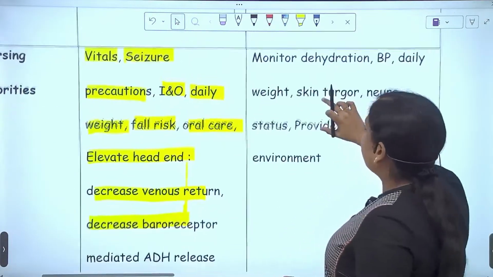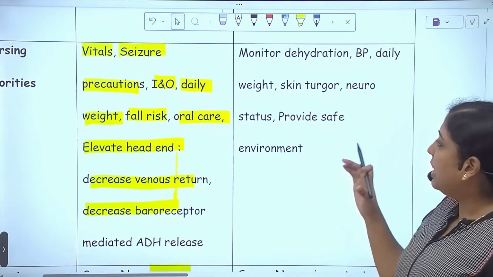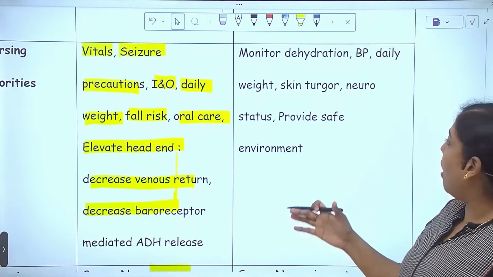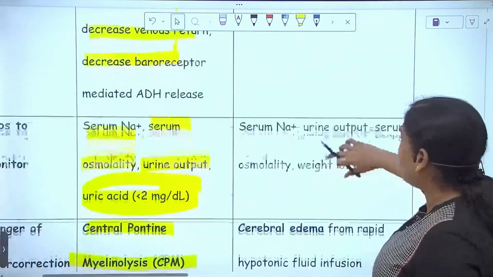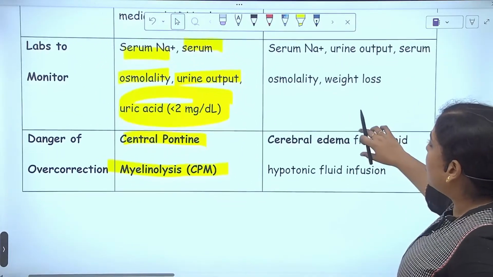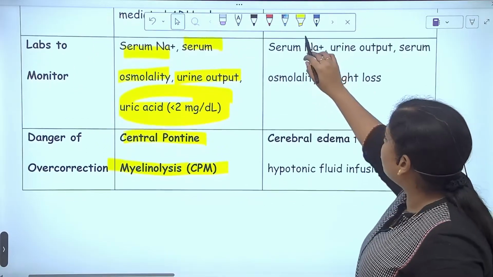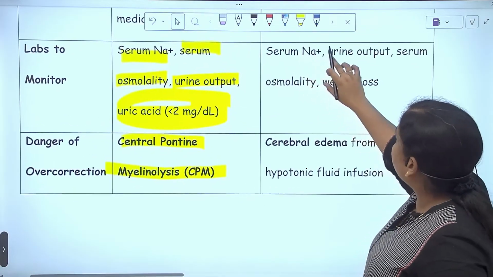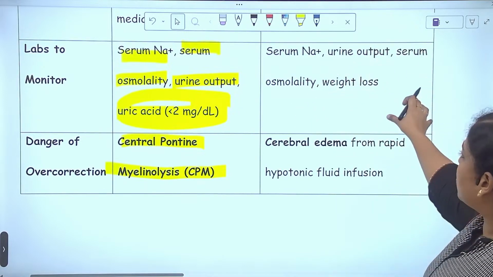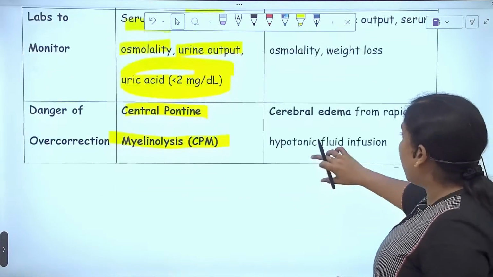So what are the nursing responsibilities you have to do? You have to monitor for dehydration, BP, daily weight monitoring, skin turgor you have to assess, neurological status you have to assess, provide safe environment to the patient. And what about the findings? Lab monitoring: serum sodium is going to be increased, urine output, serum osmolality, and weight loss, everything you will be monitoring in case of your diabetes insipidus.